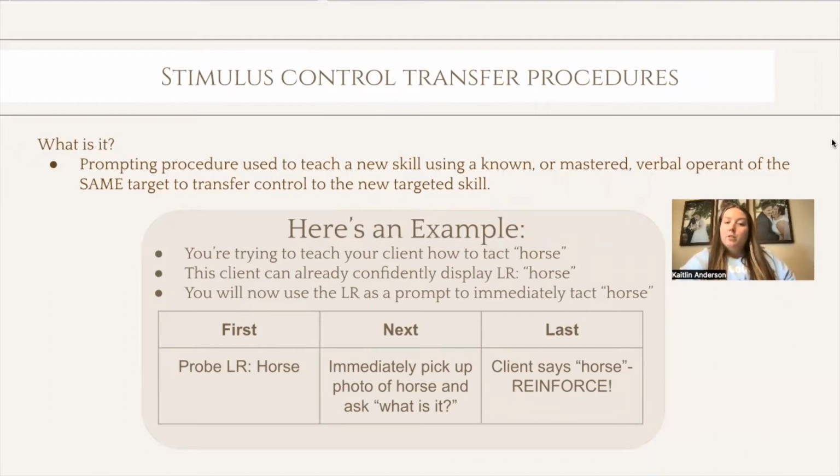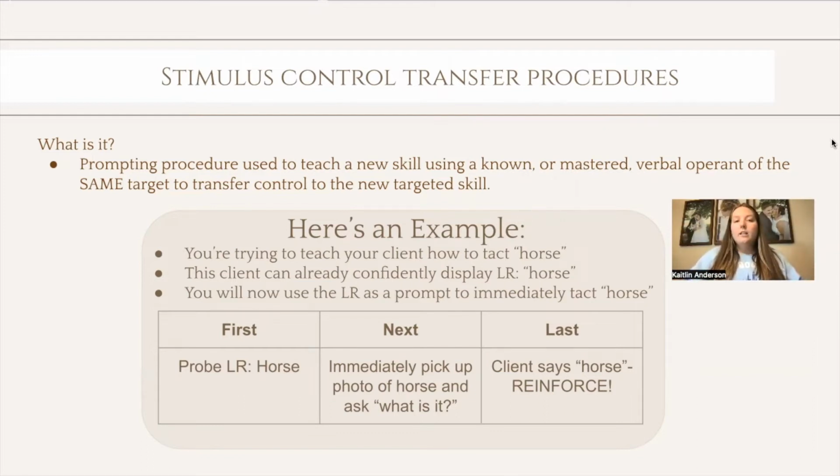It is a prompting procedure that's used to teach a new skill using a known or mastered verbal operant of the same target to transfer control of the new skill. So here's an example. You're trying to teach your client how to tact horse. So let's just pretend this is a picture of a horse. You're trying to teach them to say horse.